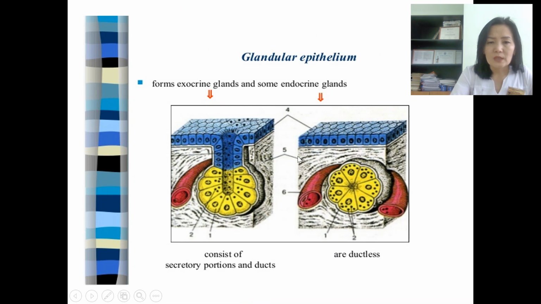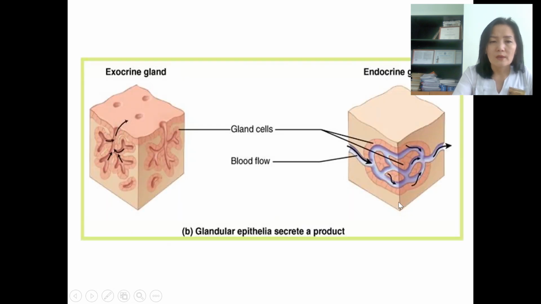Okay, morphologically, exocrine glands consist of two portions. This part is the secretory portion and this one is the duct. But endocrine glands are morphologically ductless glands. Ductless. They secrete directly into the bloodstream. We can see again here the difference between exocrine glands and endocrine glands. We can see here ducts and secretory portion, but this type of epithelium is ductless. Endocrine glands are ductless.